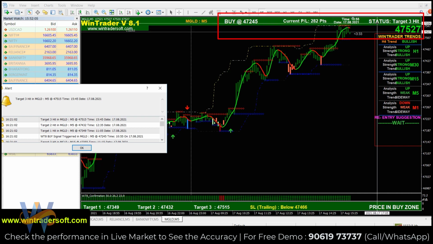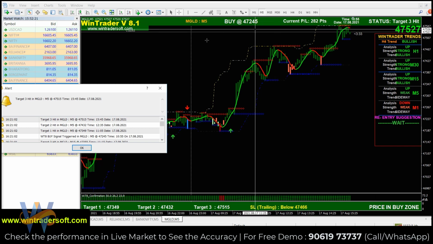Before taking a position, as I told, the software gives automatic signals. So we don't need to enter on all the signals that are given by the software. First, you have to check the confirmation, whether the signal is confirmed or not. For checking the confirmation, we have two confirmation indicators in our software. You can see we got a buy signal here.